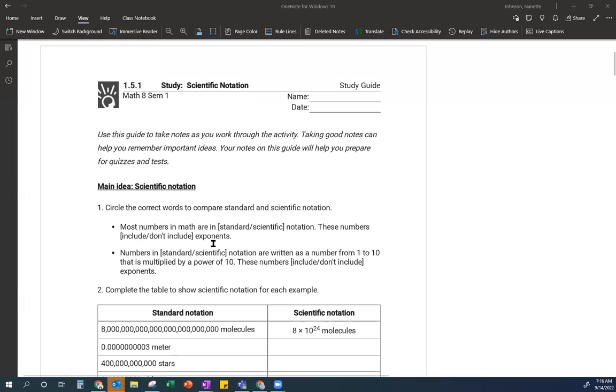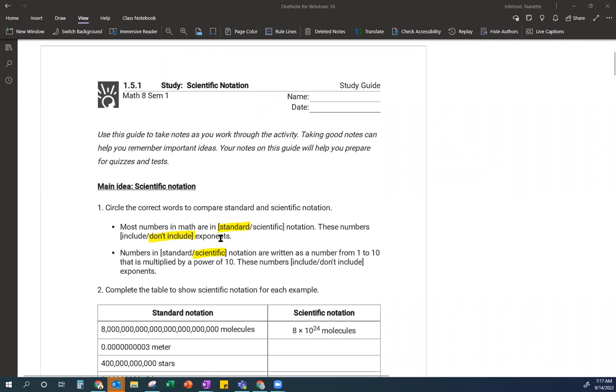Most numbers that are in blank notation, these numbers blank exponents. So most numbers that you see are in standard notation, and they don't include exponents. Numbers in blank notation are written in the form of 1 to 10 that is multiplied by a power of 10. These numbers blank exponents. So in scientific notation, they're written with a multiplier from anywhere from 1 to 10, and these do include exponents.